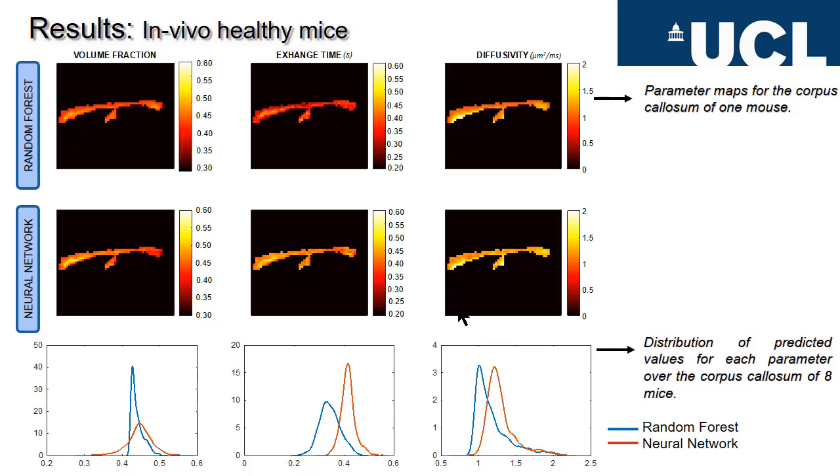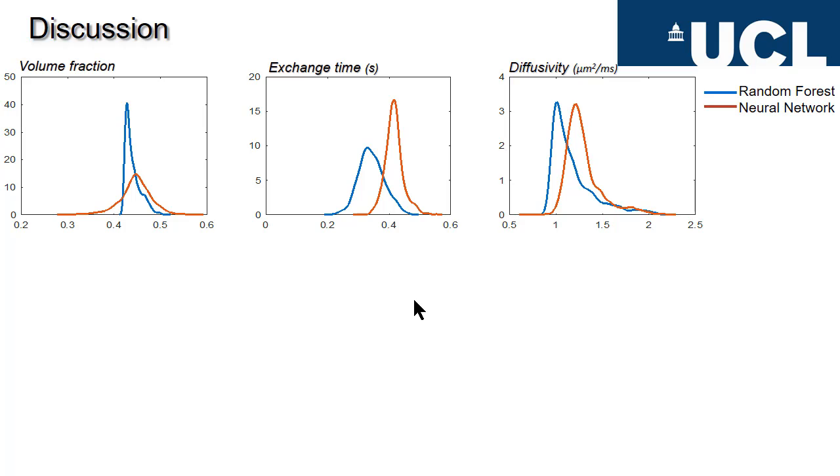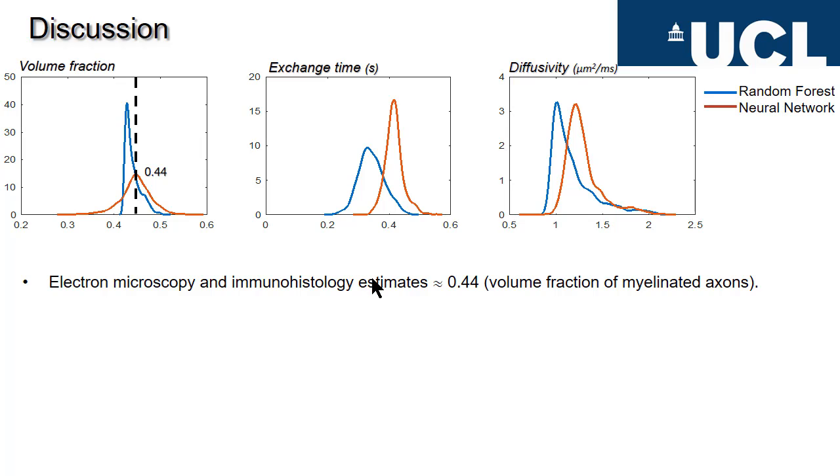Here are the results with the probability density distributions of the predictions for the corpus callosum of the 8 mice. In red, we have the predictions of the neural network, and in blue, we have the predictions with the random forest. So looking closer at these, we see that the average neural network estimate for volume fraction is 0.44, which matches closer the average estimate from the ex vivo and immunohistology data from the myelinated axons of the corpus callosum of the same mice.